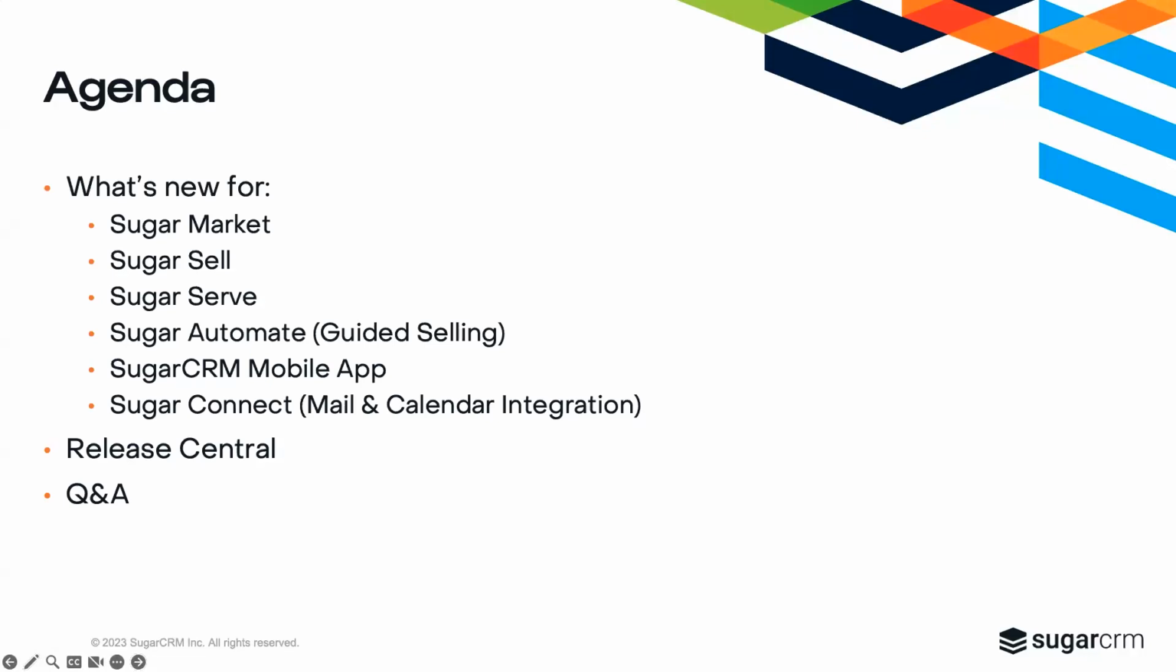With that, I'll be covering what's new in Sugar Market. I'll also be covering SugarSell and SugarServe. There's obviously a lot of overlap between those two. Then what's new in Sugar Automate or guided selling, the SugarCRM mobile app, and then Sugar Connect, our mail and calendar integration. I break it down by product just so it's clean and easy. For those using specific products, I'll be sure to note, before I dive into each new section, which product I'll be covering for that space.